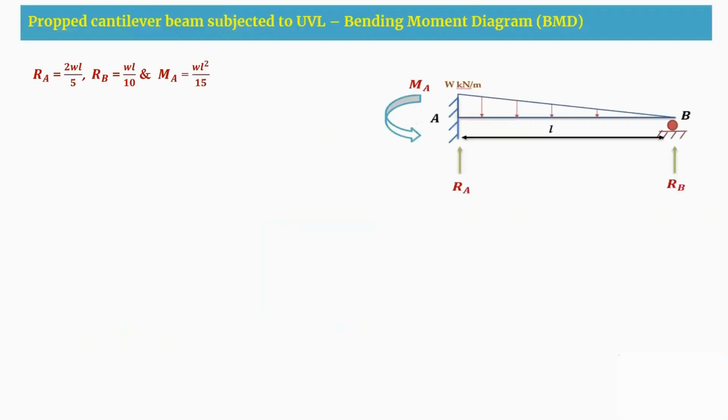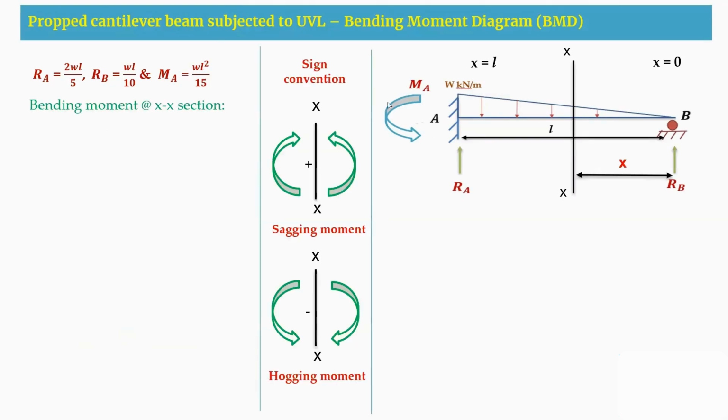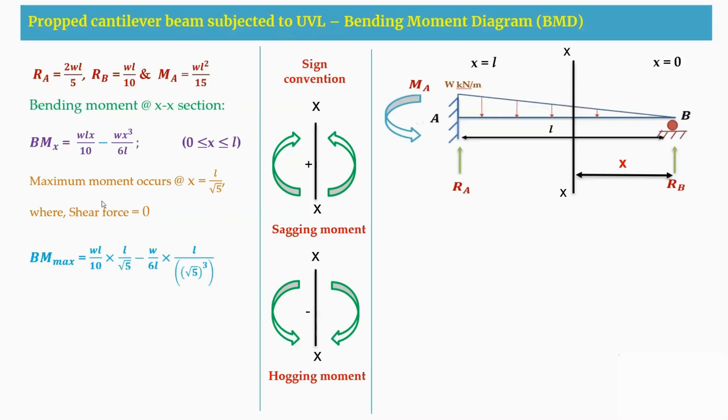So after finding the bending moment, we have to consider the same sections and all, and the same sign convention we'll follow. What we are going to do is find the maximum bending moment. The maximum bending moment occurs where the shear force is 0. The shear force was 0 at x equal to L by root 5, from the previous slide. So when we substitute x equal to L by root 5, I get the maximum bending moment to be WL square by 15 root 5, which is a positive value.